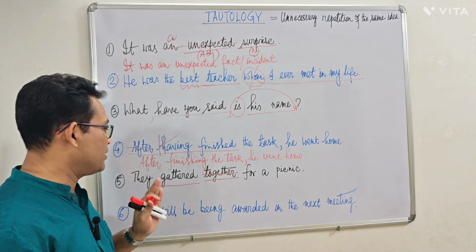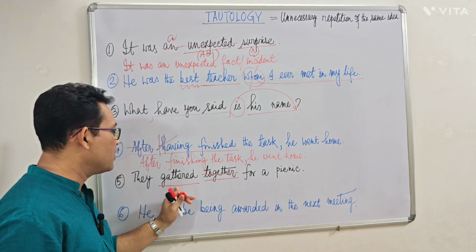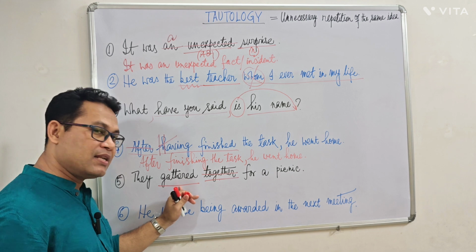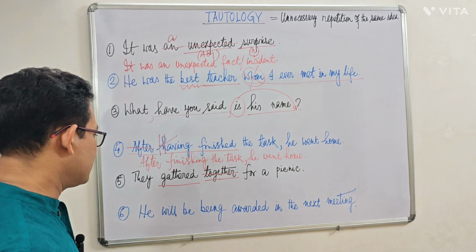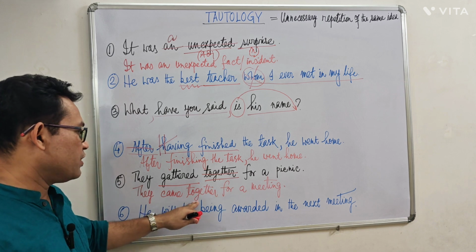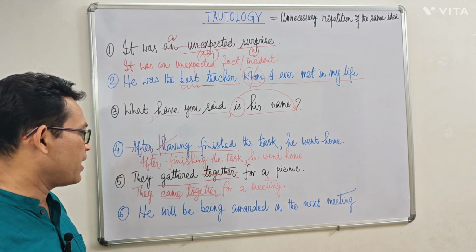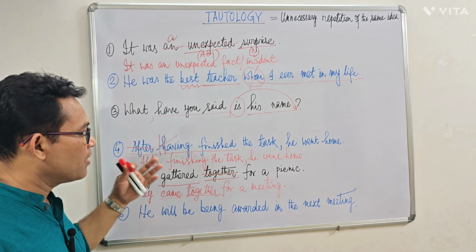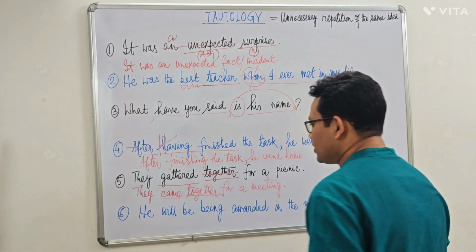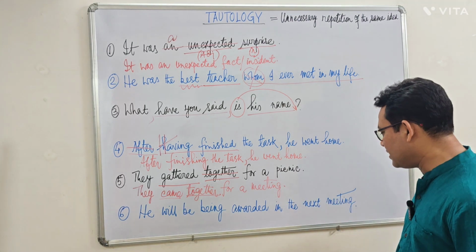Now again, if we want to retain the preposition together, then we have to change the verb gathered. We have to bring in a neutral verb. In that case, we will get the sentence like, they came together for a meeting. Came is a neutral verb. So two versions, both are correct, both can be written because they are free from what is known as tautology. Then number 6, he will be being awarded in the next meeting.